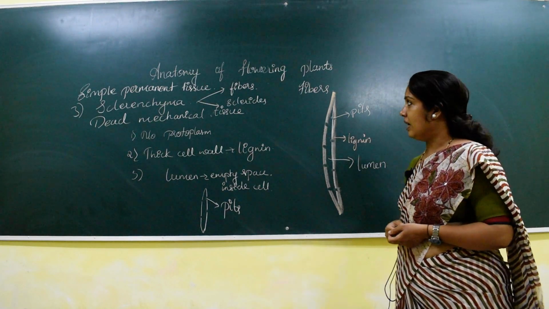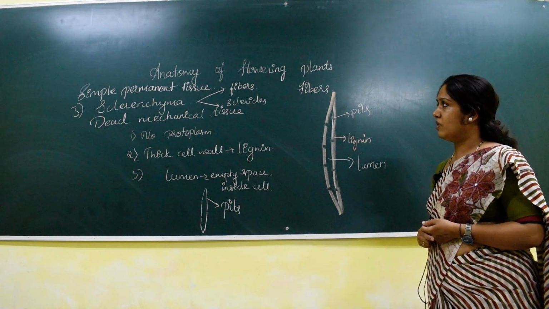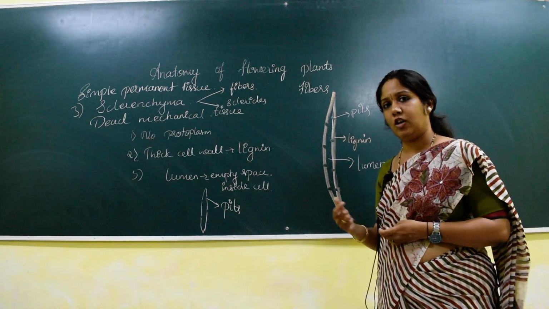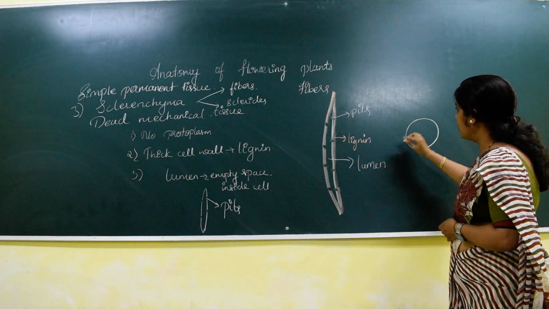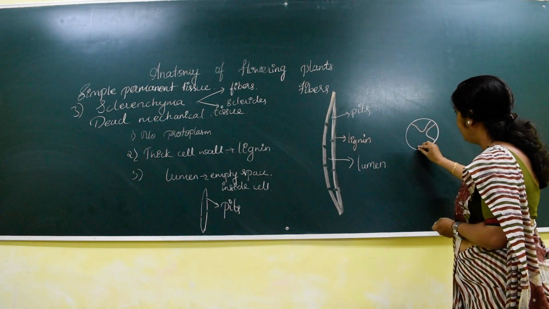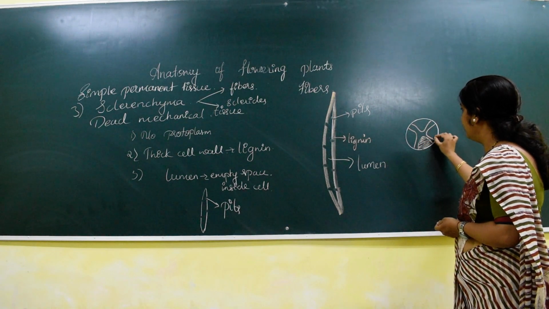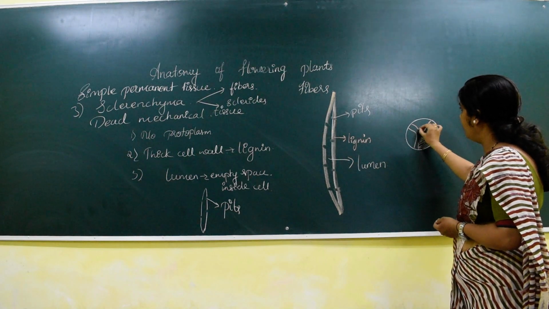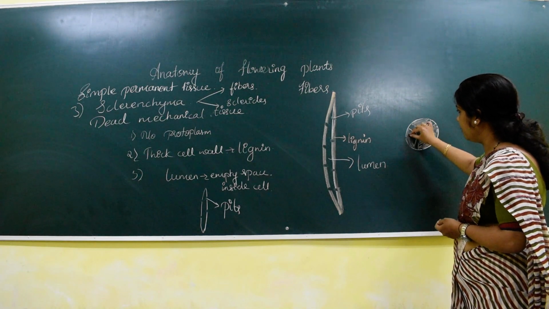Elongated cells. Next, what about the sclerites? The sclerites are also called stone cells, which occur in various shapes, and based on their shape they are again differentiated into 5 or 6 types. When compared to fibers, the thickening of the cell wall in sclerites is more. So this is a sclerite. Whatever I am shading is the deposition of lignin in the cell wall. See, the cell wall is very thick here.